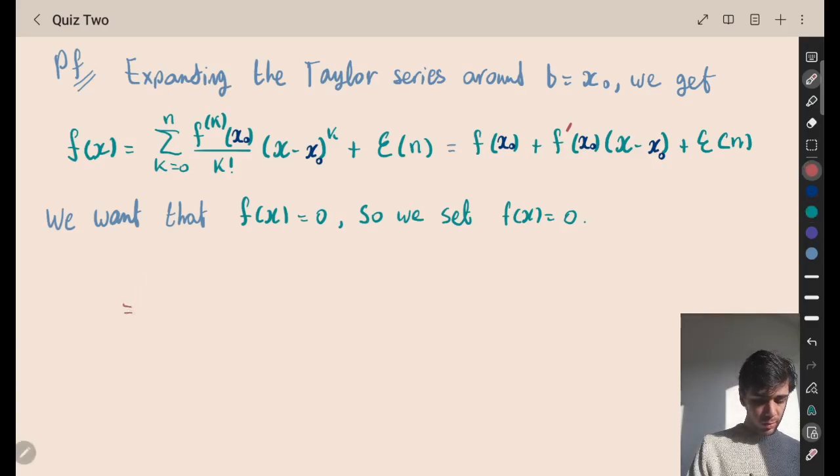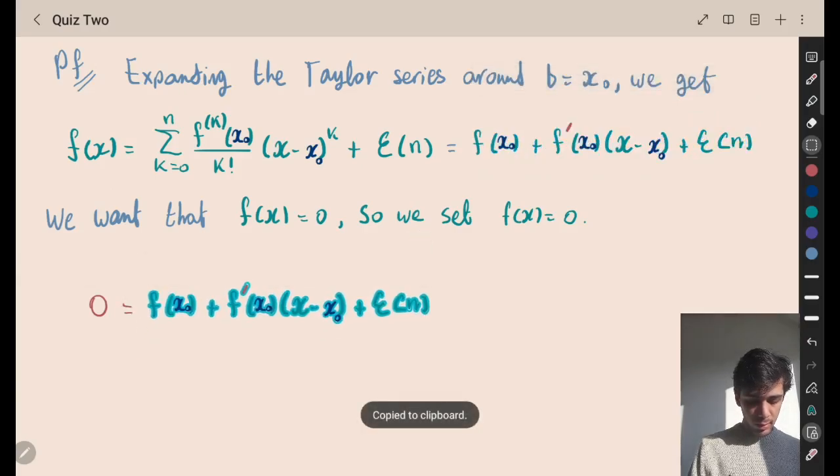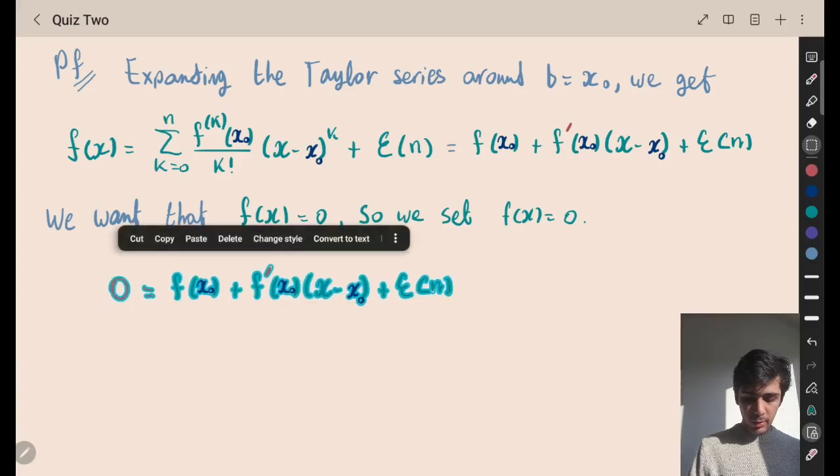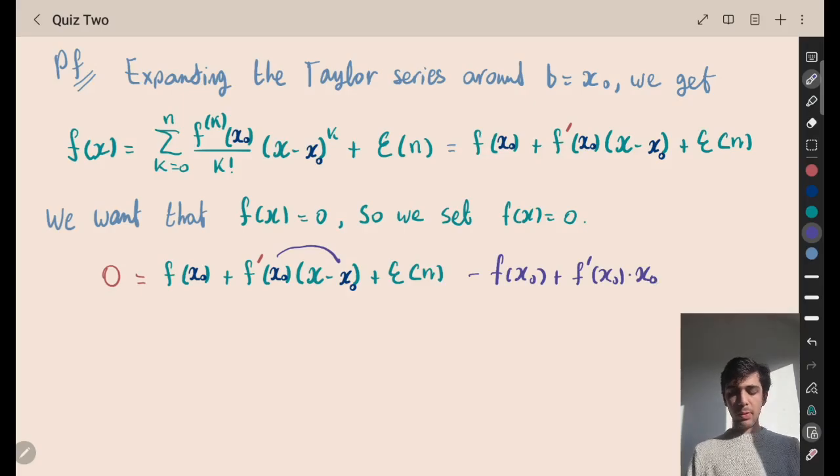So I set this to be equal to 0. I'll write 0 here instead of f of x. Now I hope you don't mind if I take away f of x0, and I also take away f prime of x0, or maybe I'll actually add this. So let me add this. I'll add f prime of x0 times x0. Is this okay?